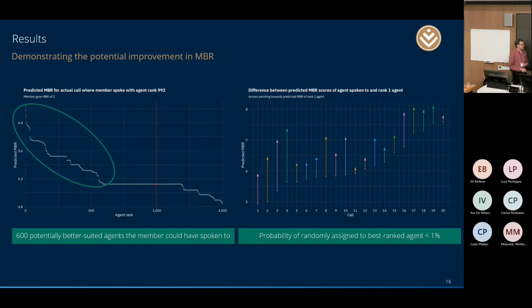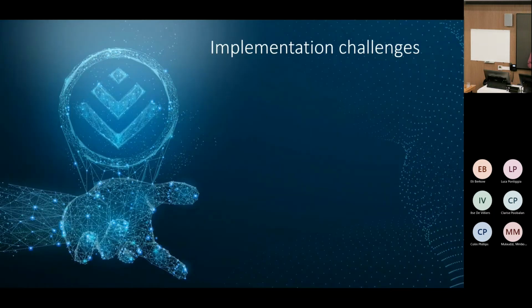Similar kind of plot if we take a random sample of 20 actual calls. Here we plot the difference between the predicted MBR value for the agent that the member actually spoke to, compared to the predicted MBR of the rank 1 agent for this particular member. You can see varying degrees of difference here, but again, it's always in the upward direction. And this is why we are excited about the potential of this model being able to boost our MBRs.